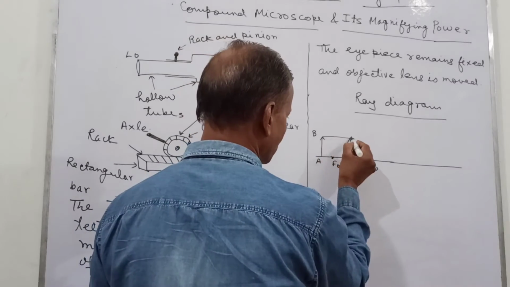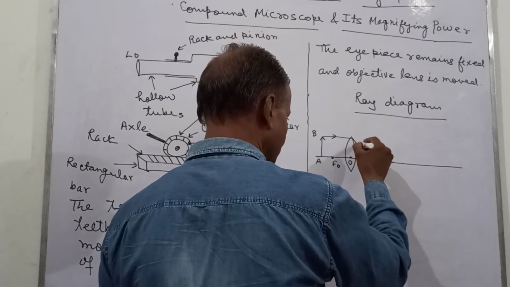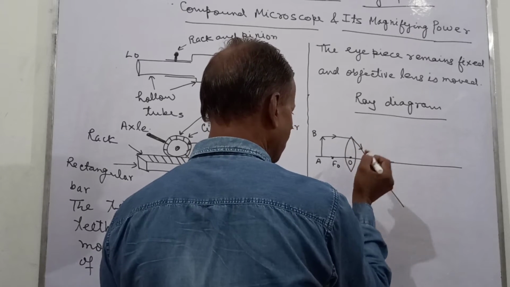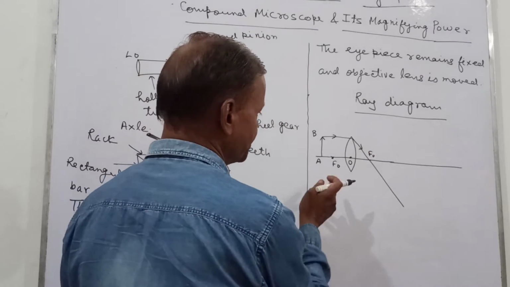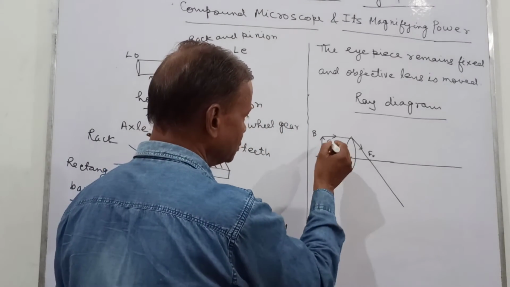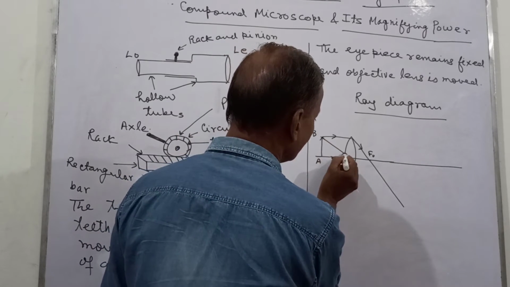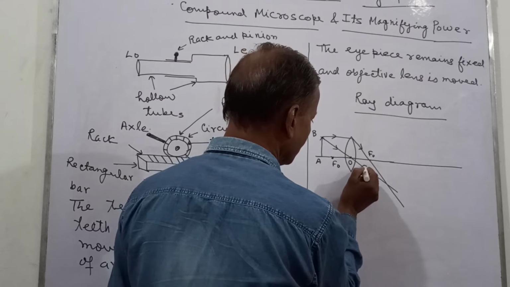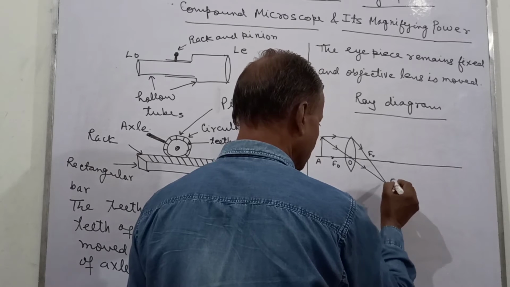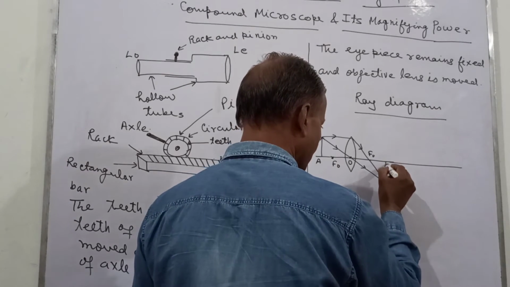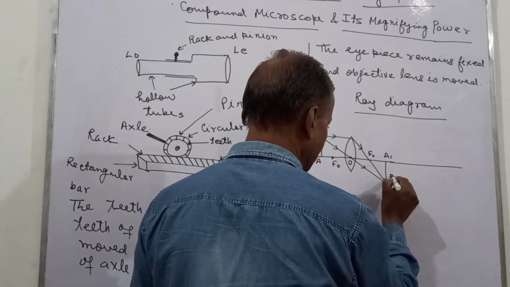Now this light ray goes from here parallel to the principal axis and then it passes through the focus. This is now focus point F0, and the second ray passes through this optical center O. So this will go like this, and here the image is formed. This is the image A1 and this is now your B1.